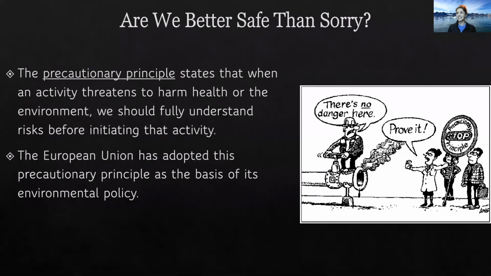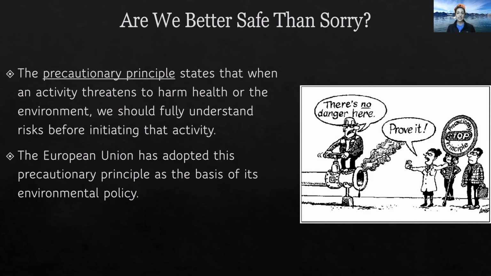But moving on from that, let's bring this back to something we've already discussed and learned about, called the precautionary principle. The precautionary principle states that when an activity threatens to harm health or the environment, we should fully understand the risks before initiating that activity. So should we be better safe than sorry? Who is going to be the regulatory agency, if not the government, to let us know what is safe versus unsafe or potentially harmful? The European Union has adopted this precautionary principle idea as the basis for their environmental policy.